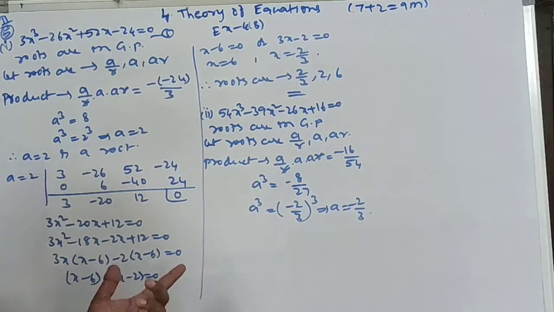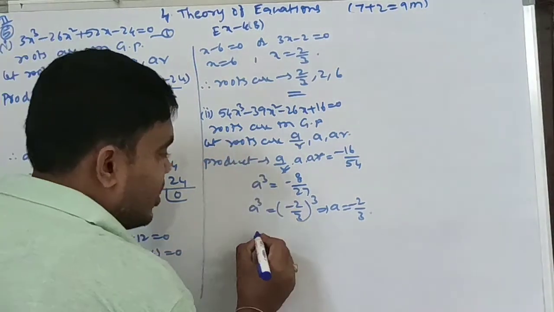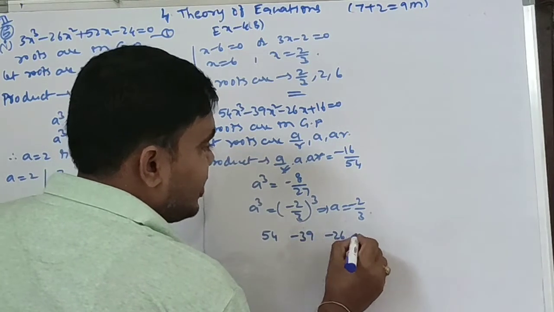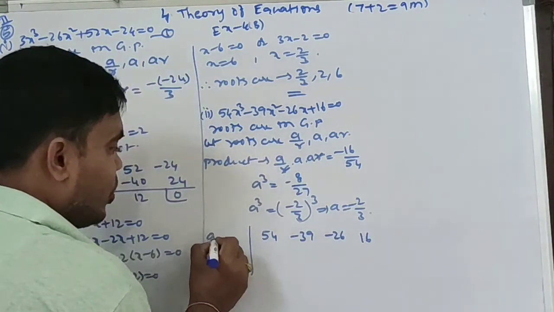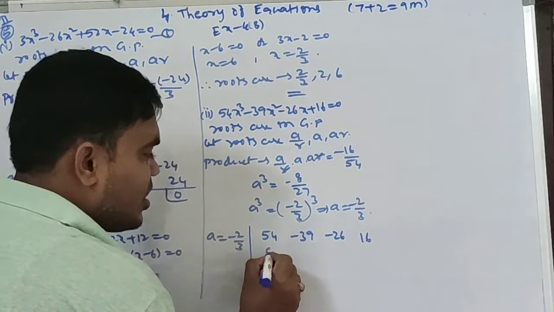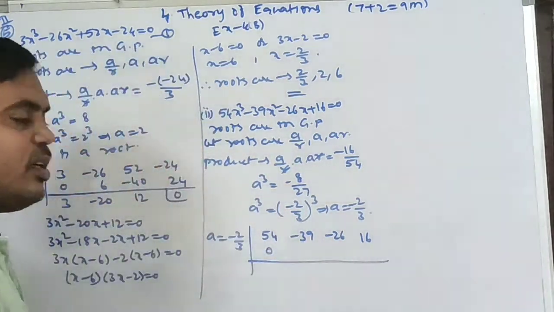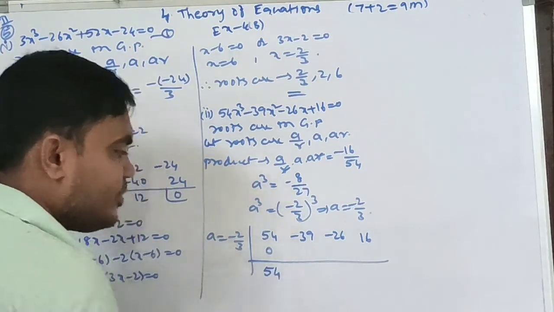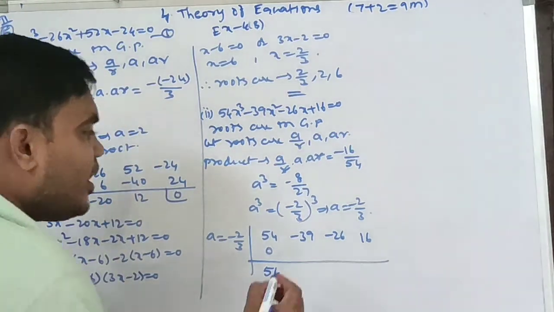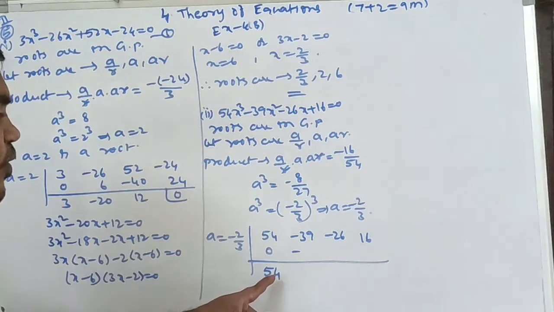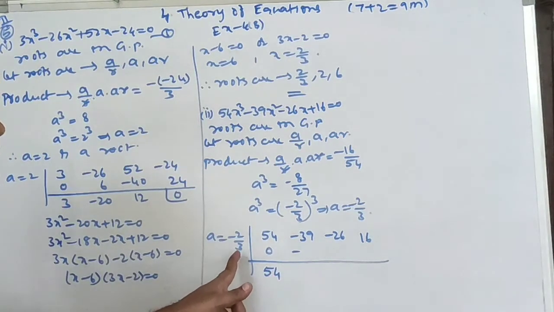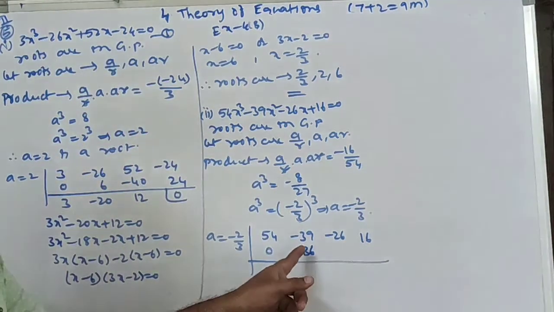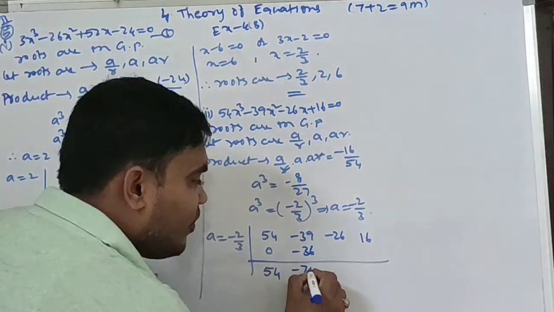I want to apply the Horner method. The coefficients are 54, −39, −26, 16, with a = −2/3. Initially we take zeros. We should concentrate here. 54 plus 0 is 54. Minus into plus gives minus. 54 first, divide: 54 by 3 is 18. 18 into 2 is 36. −39 minus 36 is −75.